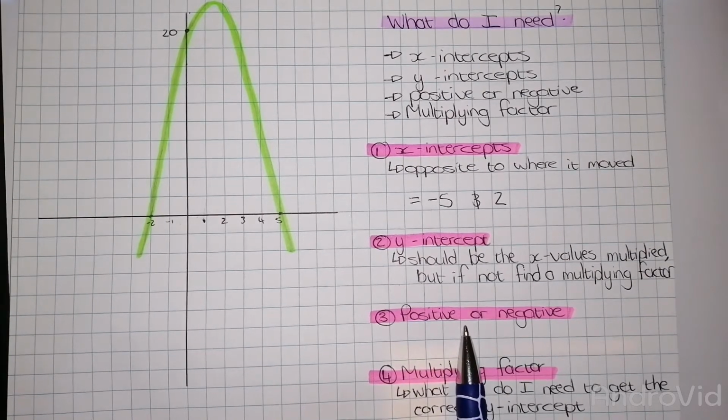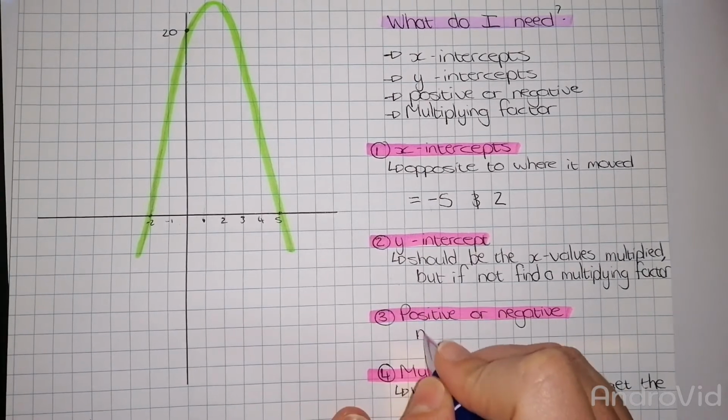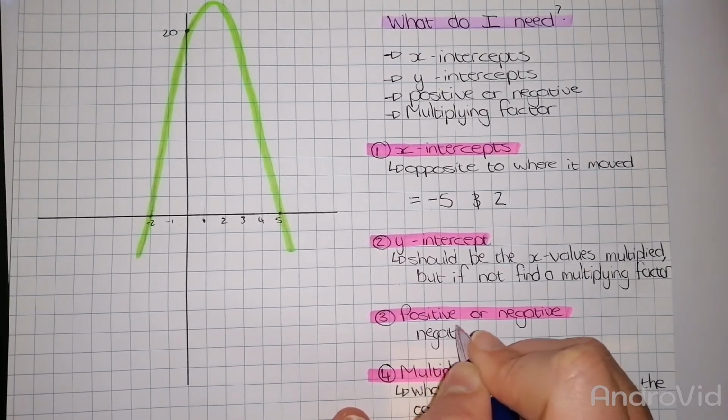Step 3 is: is the graph positive or negative? Because it's upside down, we can say that this graph is negative.